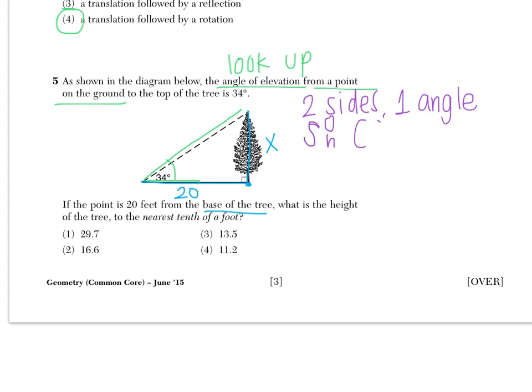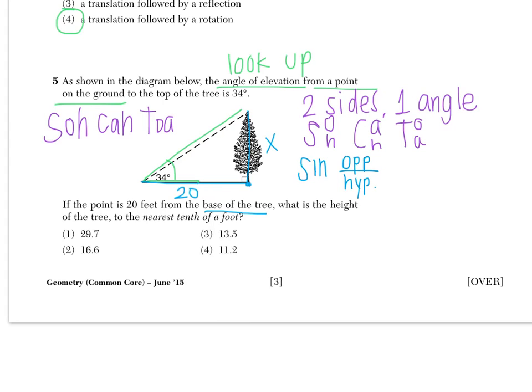So I just said SOHCAHTOA. Well, that's a pretty weird phrase, but it really helps you to remember when you use sine, cosine, tangent, and then opposite, adjacent, and hypotenuse. S means sine, and so we know sine uses opposite over hypotenuse. C means cosine, and that uses adjacent over hypotenuse. Tangent is T, which uses opposite over adjacent.